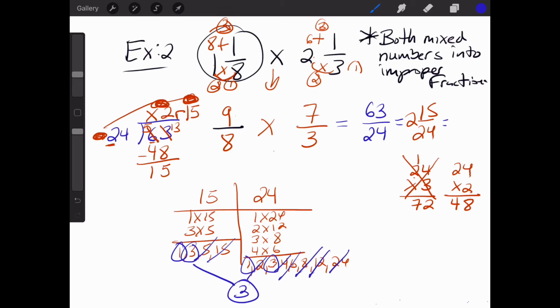Put an equal sign. Bring the whole number over. It always stays the same. Divide by 3 on top. Divide by 3 on the bottom. 15 divided by 3 is 5. 24 divided by 3 is 8. And your answer is 2 5/8. Okay?